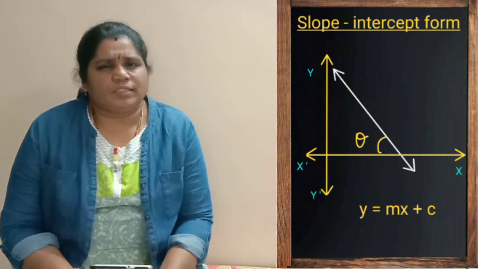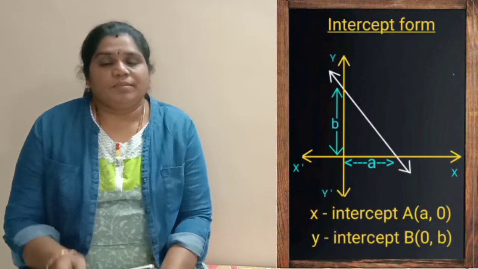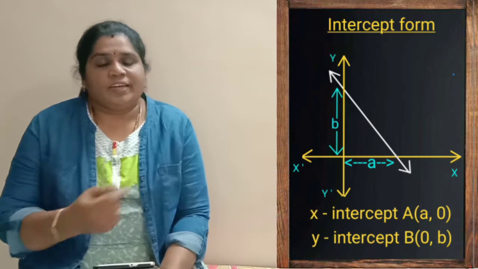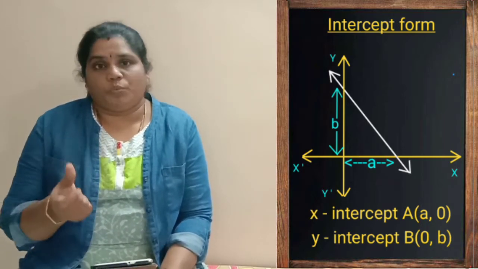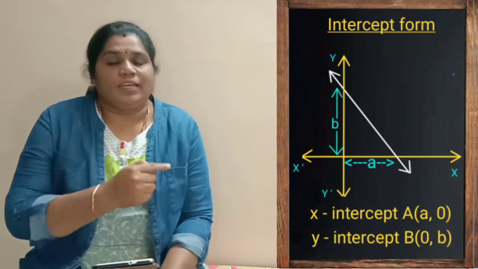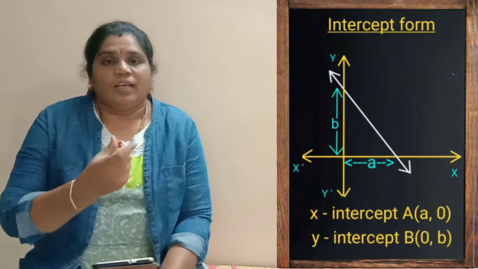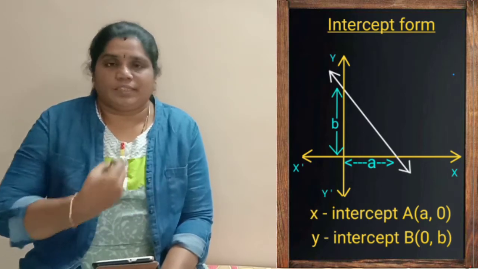Yes, you all may have a confusion in that. What is intercept? I will tell you what intercept is. Intercept, in the diagram itself it will be clear, is the distance between our origin and the point where the line intersects the x-axis. That distance we call the x-intercept.